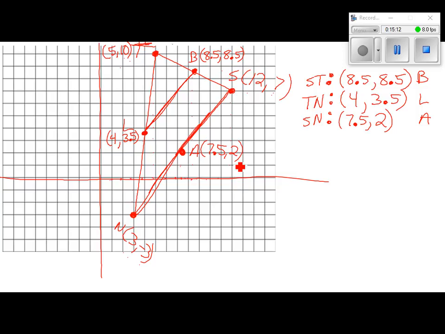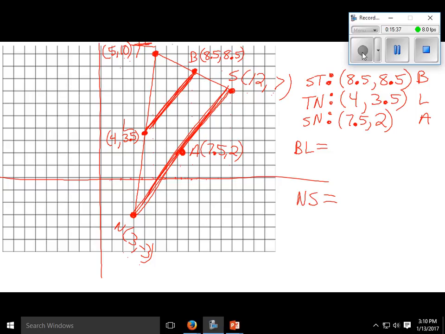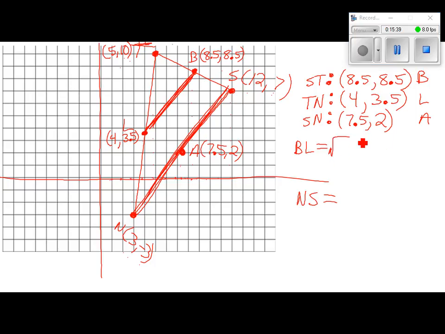Now, before I draw any of the other mid-segments, we're going to find the length of segment BL, and we're going to find the length of segment NS. The way we're going to do that is by using the distance formula. So to use the distance formula on BL, I'm going to write this one out. The next one I won't write out so much. For B and L, we got to use those two ordered pairs right there.